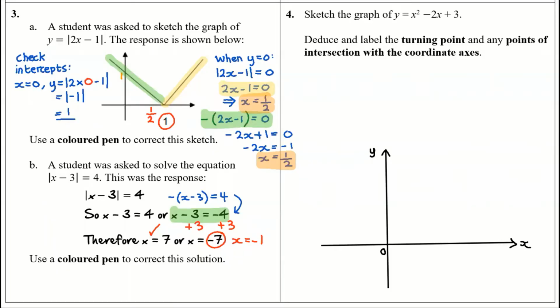Okay, for question 4, we have a graph sketch to do. So we have a quadratic, x squared subtract 2x plus 3. We have to deduce and label turning point and any points of intersection with the coordinate axes. So let's just see what's going on here.